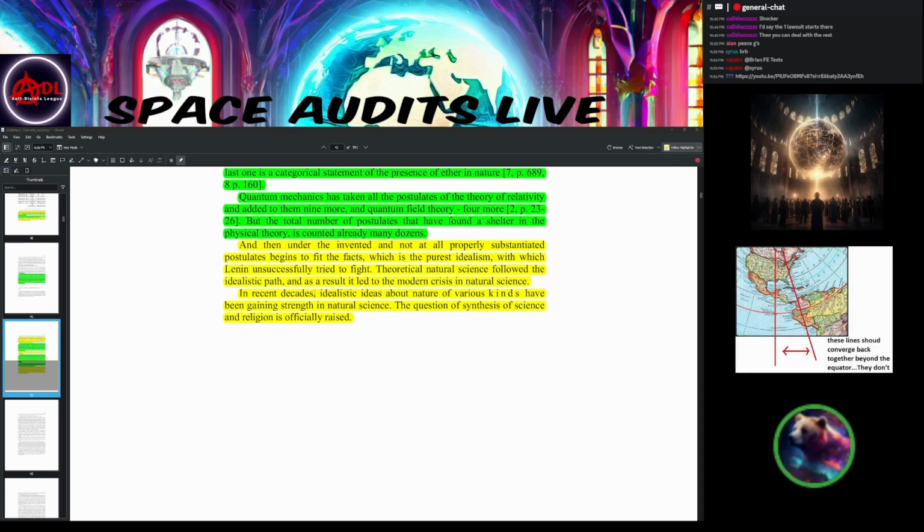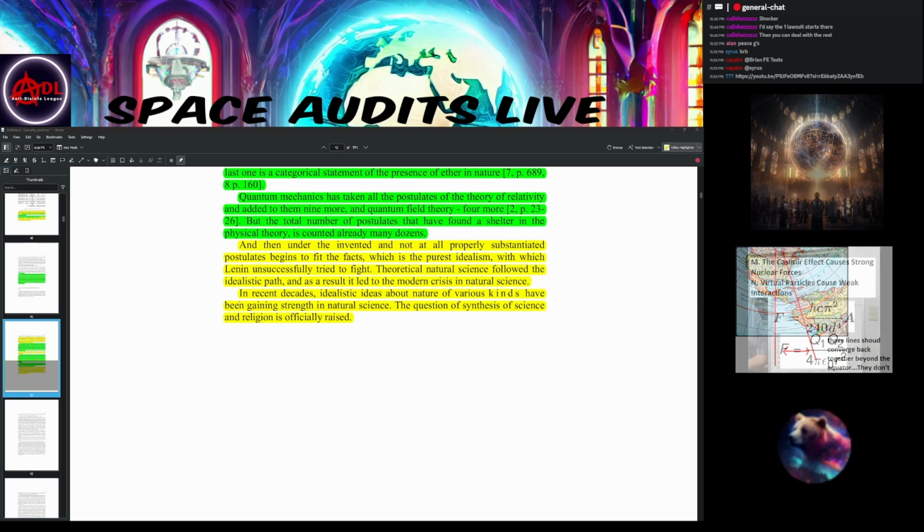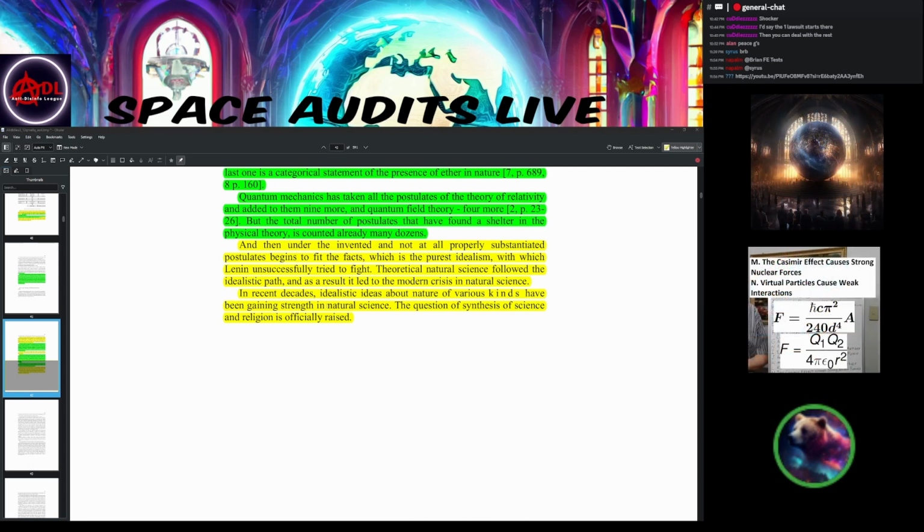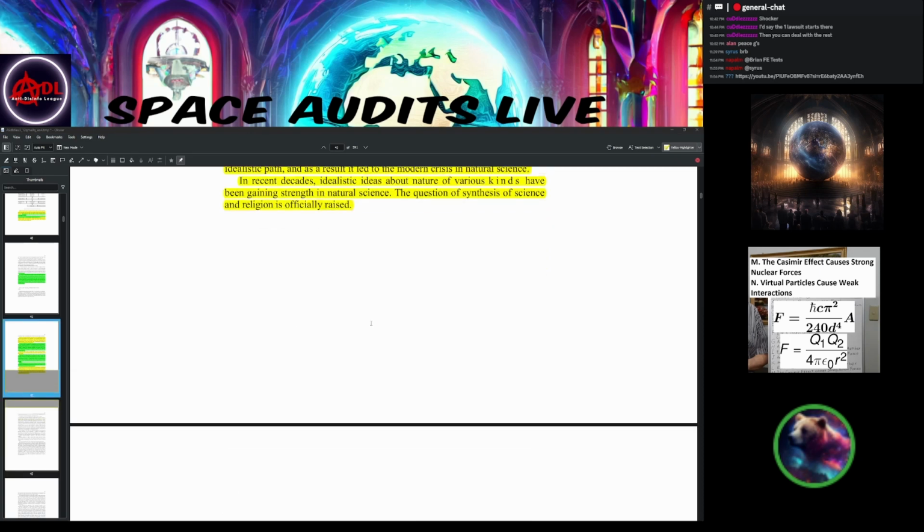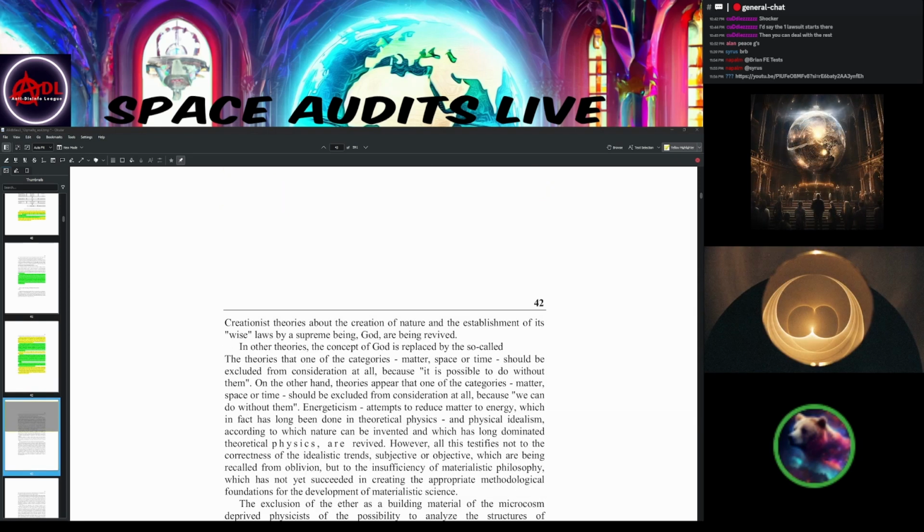In recent decades, idealistic ideas of nature have been gaining strength in natural science. The question of the synthesis of science and religion is officially raised.